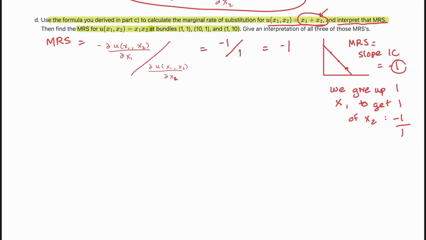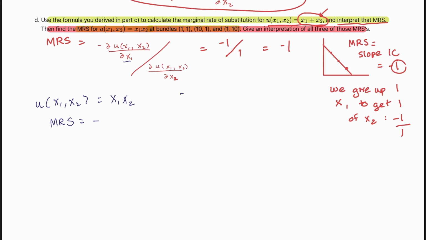The second part of this question says, find the MRS for u(x1, x2) equals x1 times x2 at bundles (1, 1), (10, 1), and (1, 10), given an interpretation. So let's take u(x1, x2) as x1 times x2. The MRS is the partial with respect to x1, or the negative of the partial.